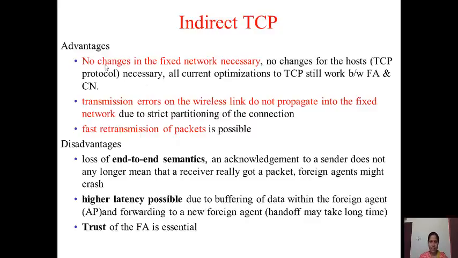So the advantages are that not many changes have to be made to the fixed part of the network, and optimizations in the mobile part alone are sufficient, and the errors do not propagate towards the correspondent node and the mobile node, and retransmissions also take place in a quicker manner. At the same time, the drawbacks: the end-to-end semantics is lost, the latency or delay is increased, and the trust on the foreign network or the foreign agent is going to become a big question mark.